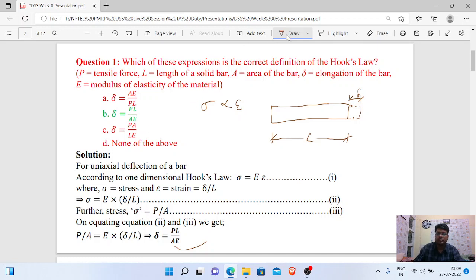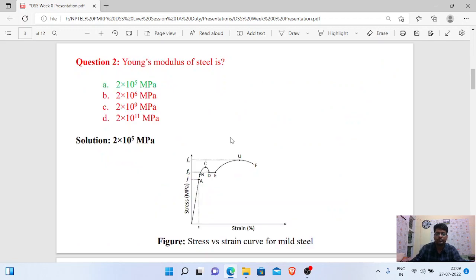Now moving towards the next question. In the second question it has been asked: what is Young's modulus of steel? We all know that 2 into 10 to the power 5 megapascal is the correct value for the Young's modulus of steel. For your reference I have added one figure, which is the stress versus strain curve for mild steel. Here you can see that there are several points marked over the curve: A, B, C, D, E, U and F. What are these points?